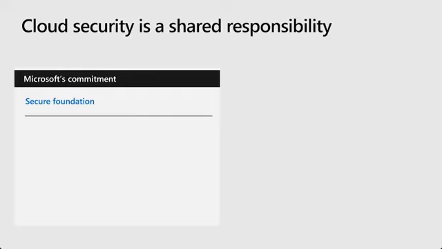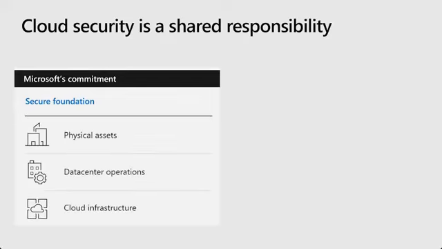Microsoft is obviously committed to secure the foundation, meaning that we make sure that the physical assets like our data centers are protected, that no one can access them at any time, that the data is protected, that no one can steal data out of it, and so on. We also want to make sure that our data center operations are secure, to make sure that obviously the data centers are running on one hand, but also that no one can access your data. And the same thing is obviously about the cloud infrastructure, talking from hardware as well as software, right?